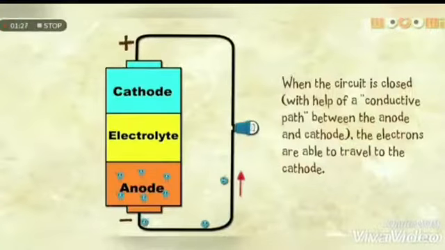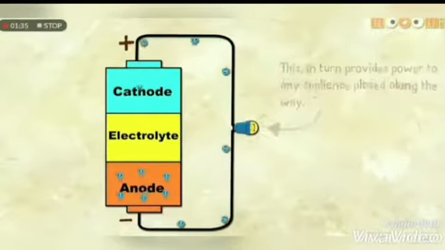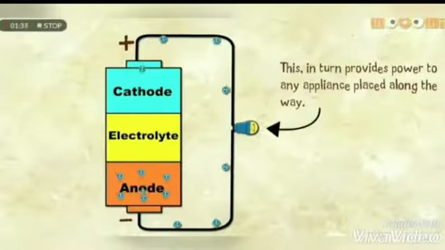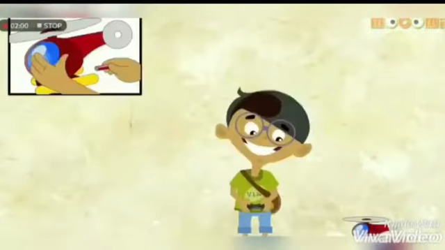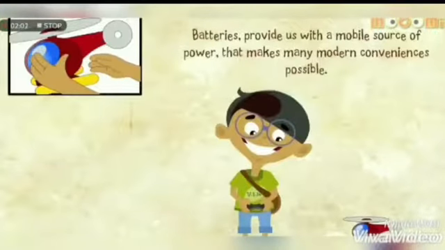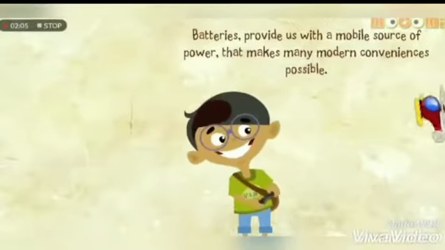When the circuit is closed, with the help of a conductive path between the anode and cathode, the electrons are able to travel to the cathode. This in turn provides power to any appliance placed along the way. Over time, this electrochemical process alters the chemical makeup in the anode and cathode, and eventually they stop providing electrons. And this is how a battery dies. Batteries provide us with a mobile source of power that makes many modern conveniences possible.